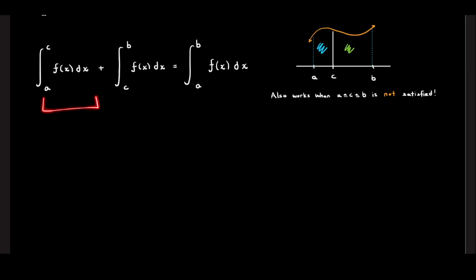The first definite integral represents the signed area under the curve from a to c. The second definite integral represents the signed area under the curve from c to b. And so we can just simply take the signed area from a all the way to b, and that would be represented by this definite integral. Another important thing to note is that this also works when c is not in between a and b. So c could be somewhere over here or somewhere over here, and this would still work.